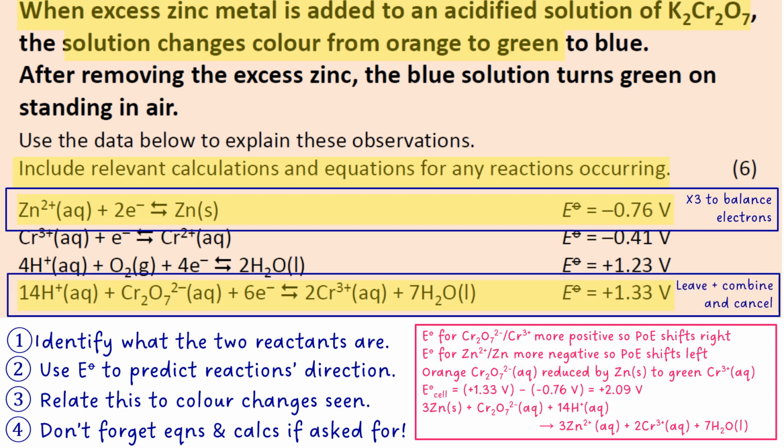So then you leave the other one the way it is, you combine the two together, taking everything on the left-hand side in both equations and putting them into one equation, everything on the right-hand side in both equations and putting it into one. And then you cancel out things like the electrons and, if necessary, any waters or H pluses, for example.